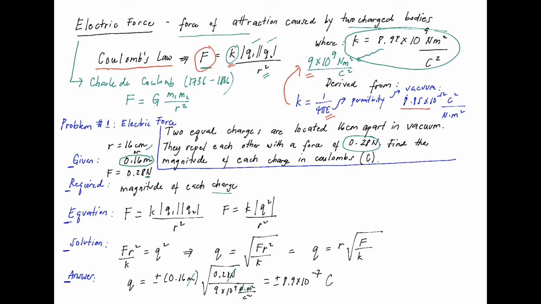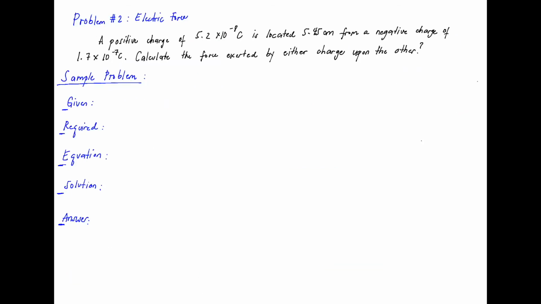Now, since we're talking about the magnitude of each charge, we don't know, but you could say it is positive coulomb or negative coulomb, and it doesn't say in the problem. And therefore, we could also state that this charge is equal to positive or negative 0.89 microcoulomb. However, this answer will be accepted and correct.